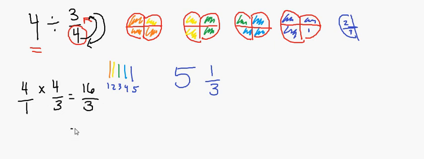And now I'm going to simplify. I know 3 comes out of 16 5 times, because 3 times 5 is 15, and I'm left with 1/3. So you see how it's the same? I could use models to figure this out, or I can use regular division by multiplying by the reciprocal.